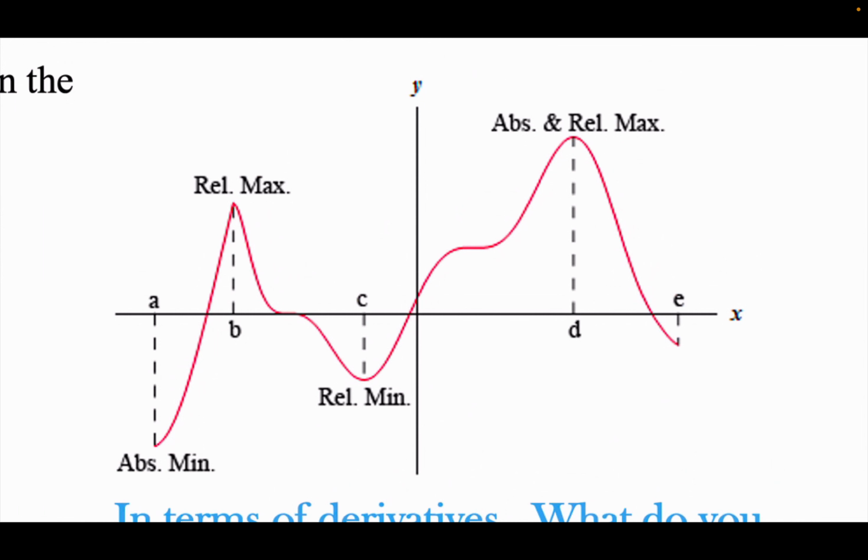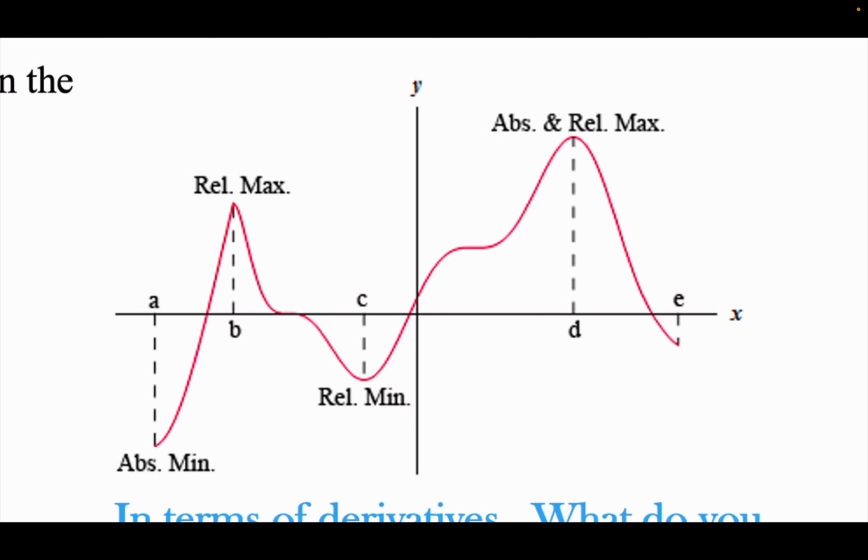So you can see A is the absolute minimum because there's no other Y value lower than A. That's the lowest valley. D is the top mountain, the top hill out of everything. It's the highest Y value, so we call that the absolute maximum. So those are absolutes. Absolutes are easy. Why is it absolute? Because it's the highest point or the lowest point overall.